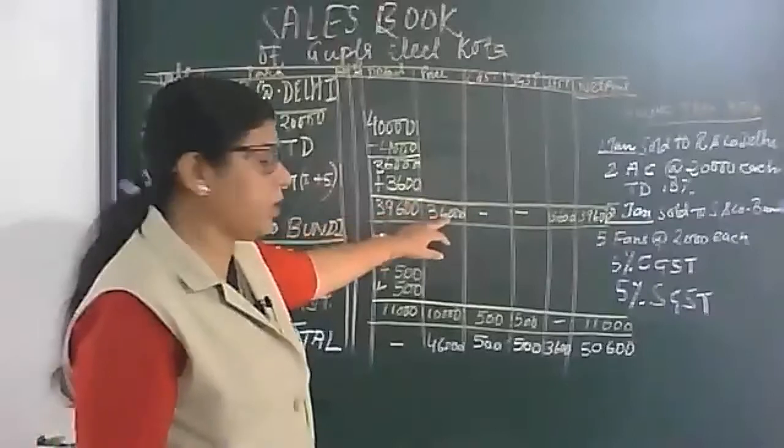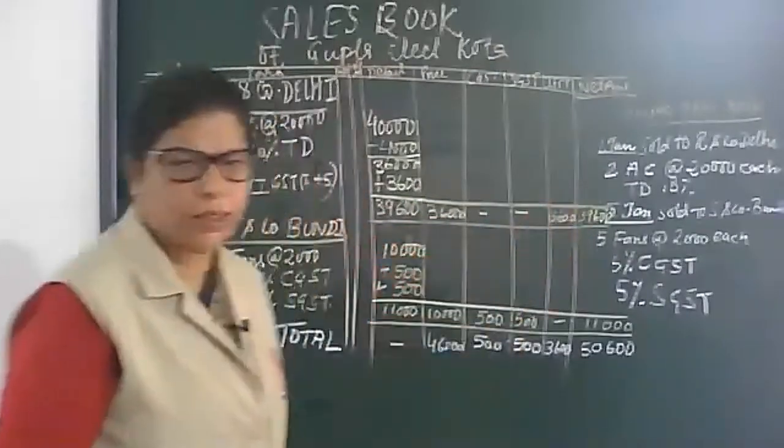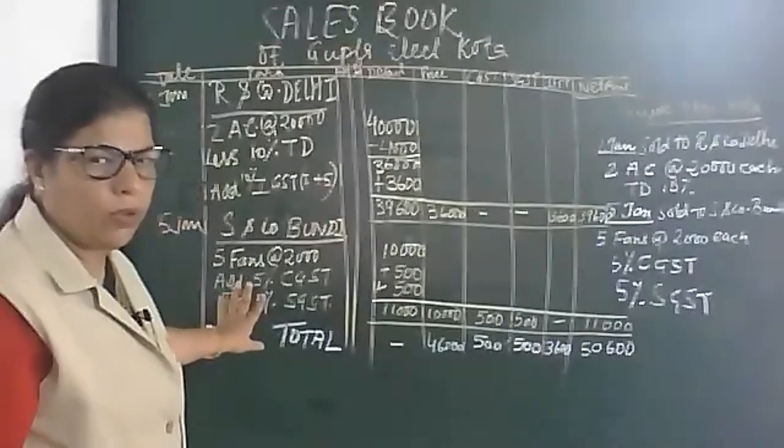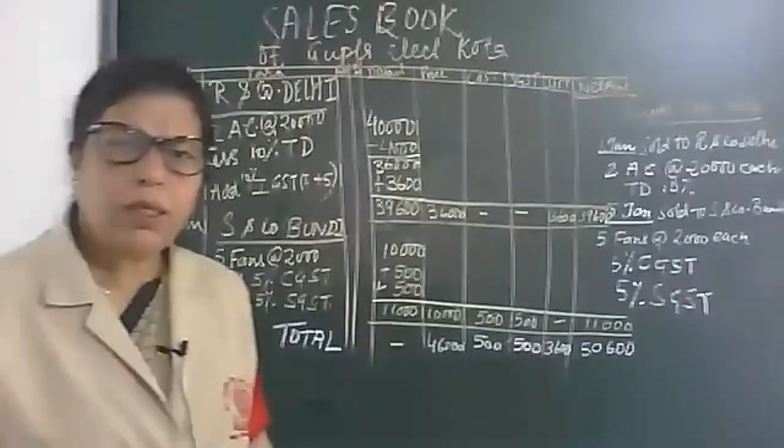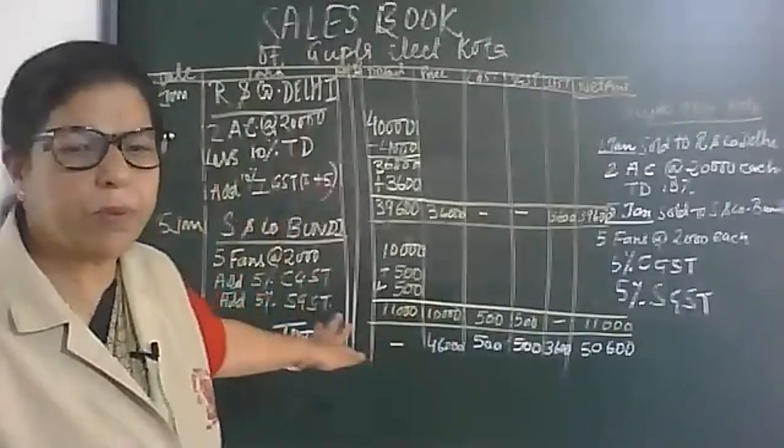39,600, 36,000, 3,600, 39,600. Now, visible? Yes, Mayur? It is clearly visible? Yes.